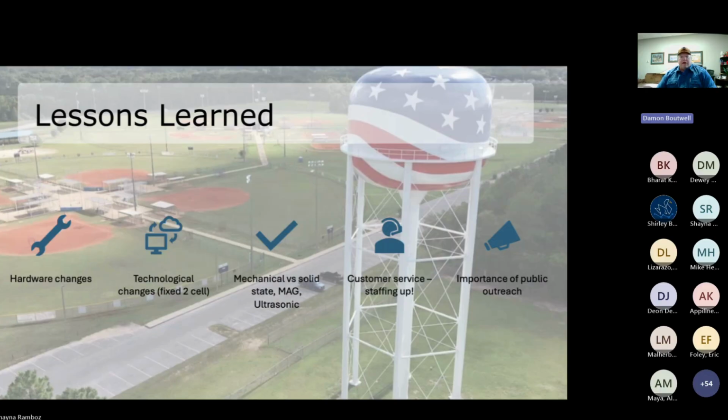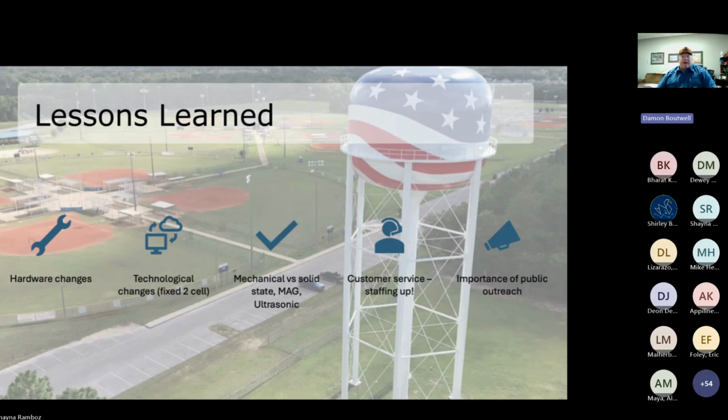A lot of times when they're concerned about the amount of water that the meter's reading, when you can pinpoint the date and time that they fixed the leak, it really resonates with them that, hey, it is accurate. So again, that was one of the lessons we learned that no one told us about up front. So that's one of the key takeaways that we want to share with everyone.